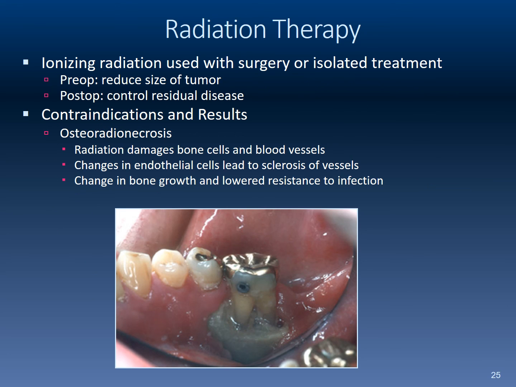Ionizing radiation used with surgery or as an isolated treatment can be done pre-op or post-op. Contraindications and results can lead to osteonecrosis of the jaw, which occurs from radiation damaging bone cells and blood vessels, changes in the endothelial cells that lead to sclerosis of these vessels, cause changes in the bone growth, and lower the resistance to infection.